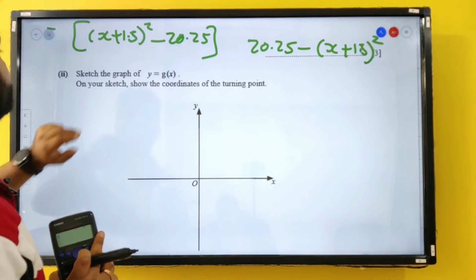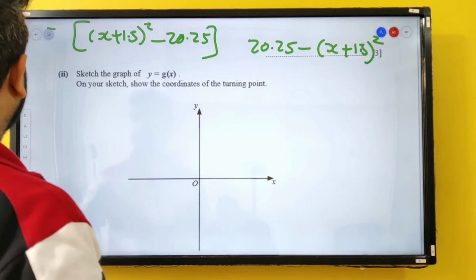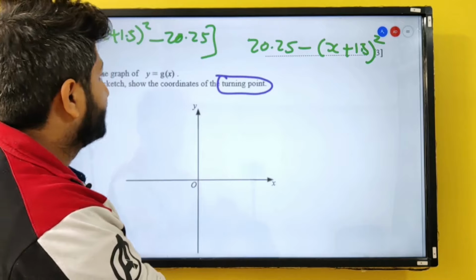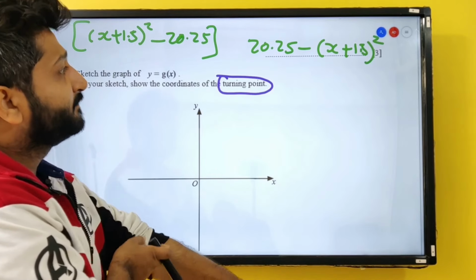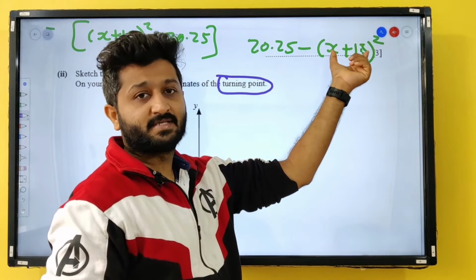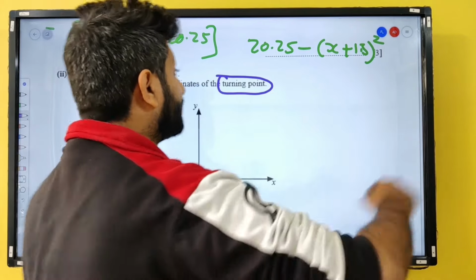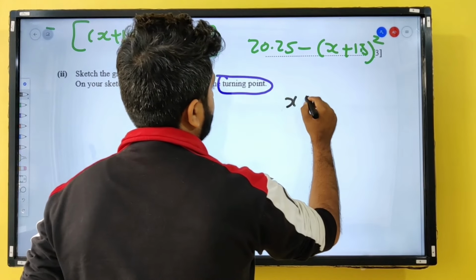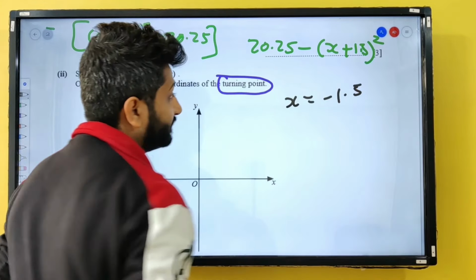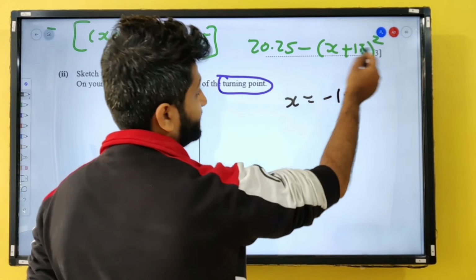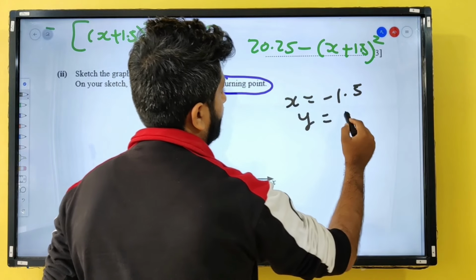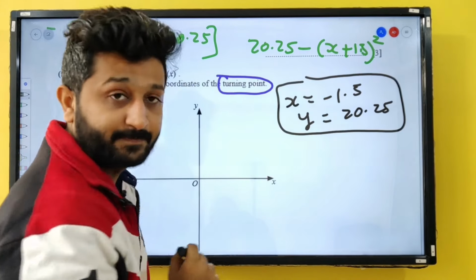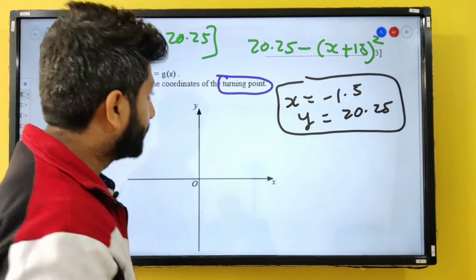Next, sketch the graph of this showing the coordinates of the turning point. Turning points means, guys, they have asked us about stationary points, right? So when will a stationary point come? When this part becomes 0. Now at what value of x will this become 0? This will become 0 when my x is minus 1.5, right? So when my x is minus 1.5, y is going to be 20.25. So these are the coordinates of the turning point.